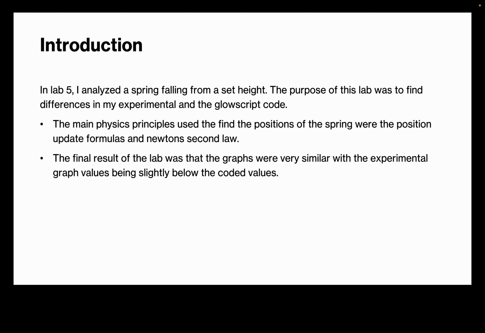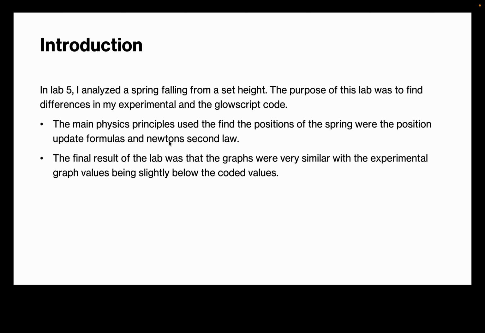So for the capstone project, I selected the Slinky as my option for analyzing. And so in lab 5, I analyzed the Slinky falling, or spring falling from a set height. And the purpose of this lab was to find differences in my experimental and GlowScript code model.